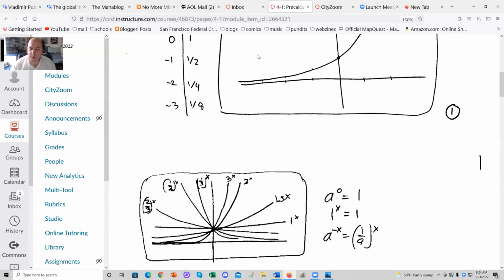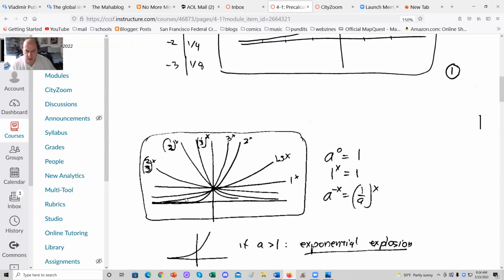The shape and direction of the graph depends on the base. 2 to the x is this graph here. 3 to the x starts smaller, grows quicker. 1.5 to the x begins bigger and grows slower. 1 to the x is constantly equal to 1, so it's a constant graph.